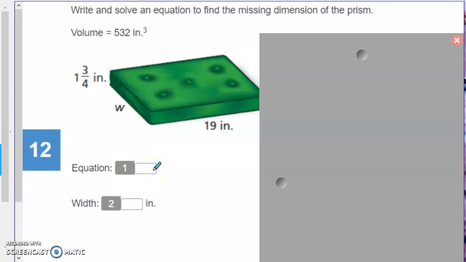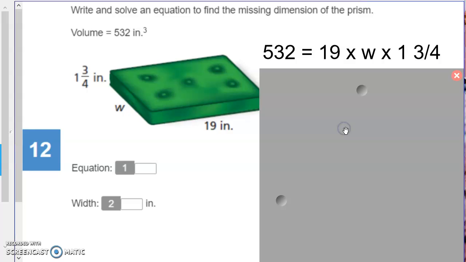Question number 12 is kind of similar to the last one. Write and solve an equation to find the missing dimension of the prism. So they give me the volume, and I know that this volume is going to come from 1 3/4 times W times 19. So the equation that has to go into that box would look like this. 532 equals 19 times W times 1 3/4.